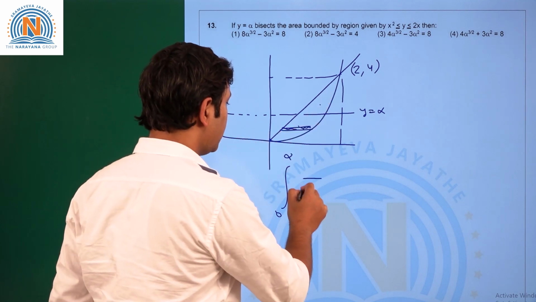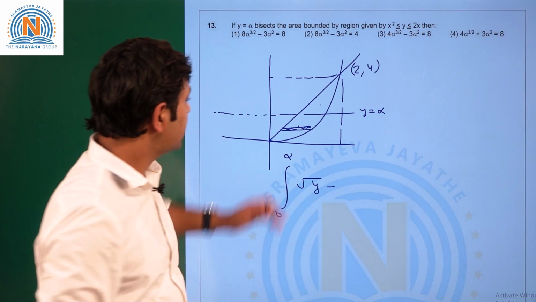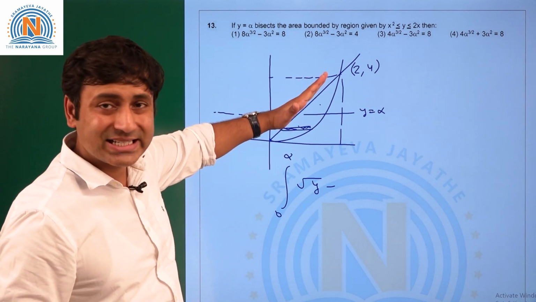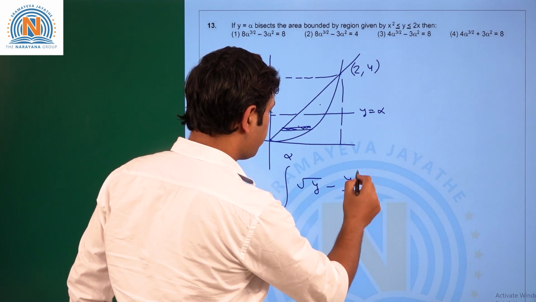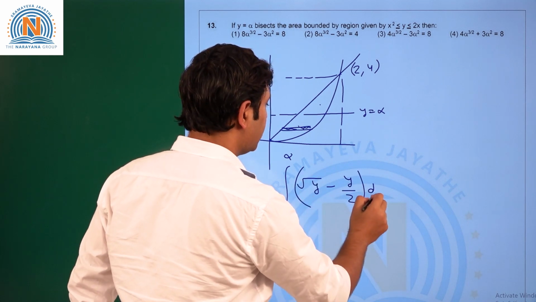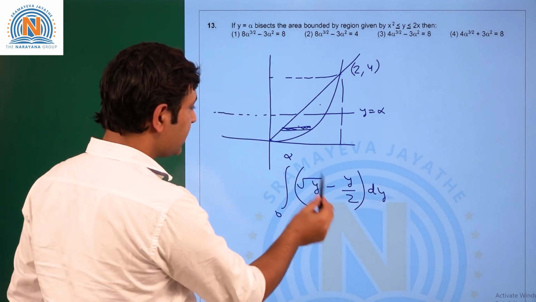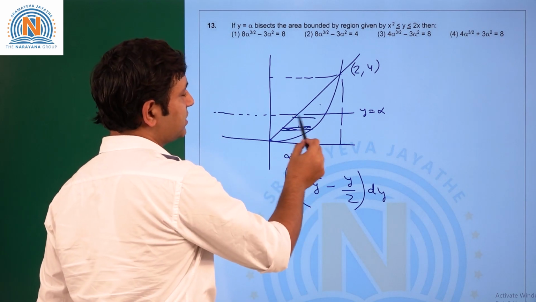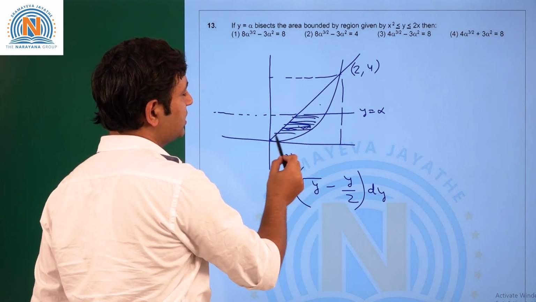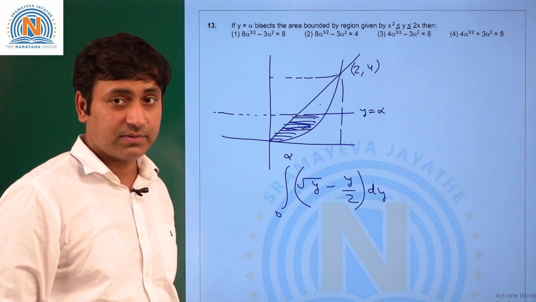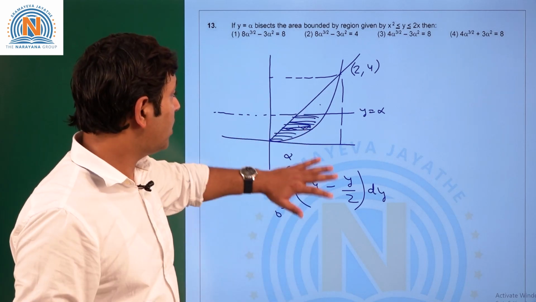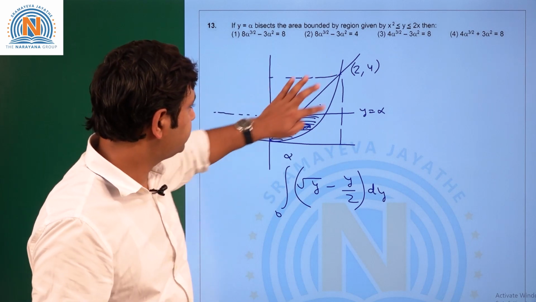So we will take root y minus this. y is equal to 2x, hence x is equal to y by 2, dy. This is the area of this region, and the area of this region is half of the total area bounded because y is equal to alpha bisects the area. Now what is this total area?